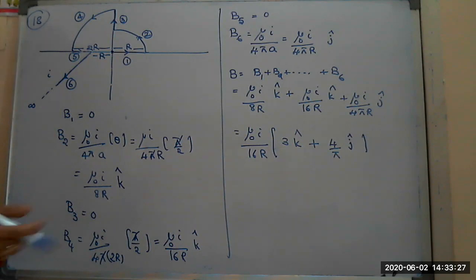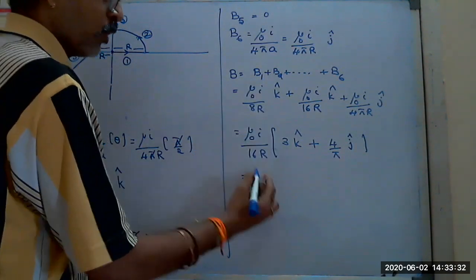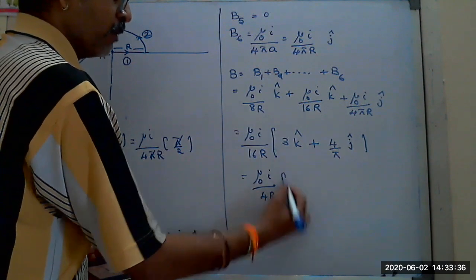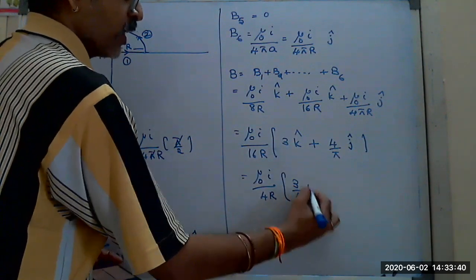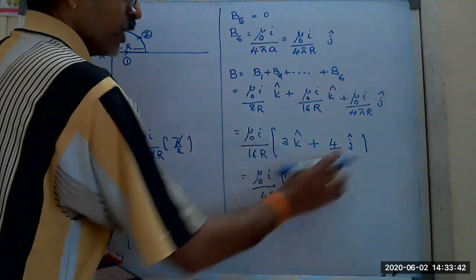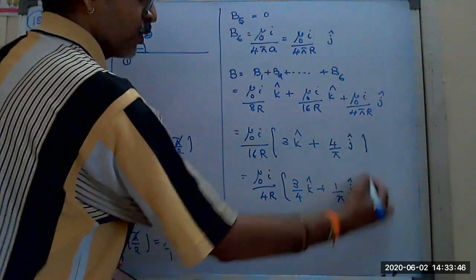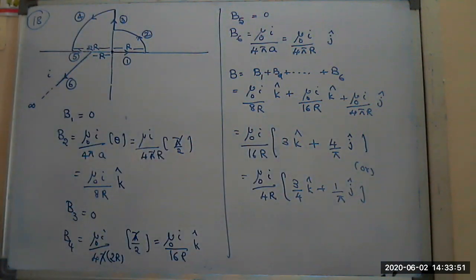Or you can say, according to the given answer, he took mu naught I by 4r common. If you take mu naught I by 4r common, then 1 by 4 is taken inside. This is 3 by 4 k cap. If 1 by 4 is taken inside, 4 and 4 cancel, so 1 by pi j cap. So you can write either in the first form or the second form.